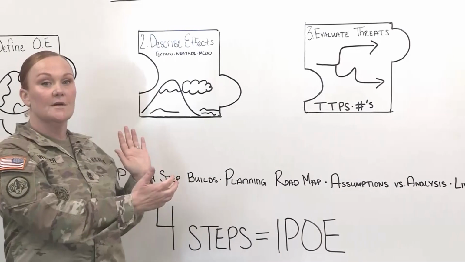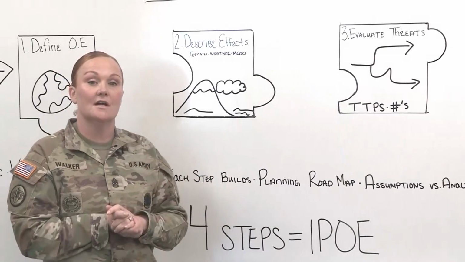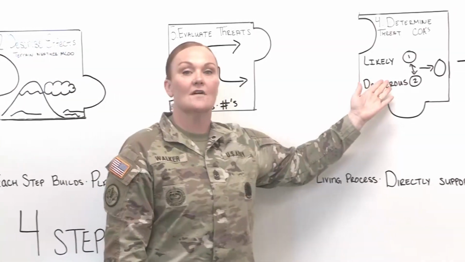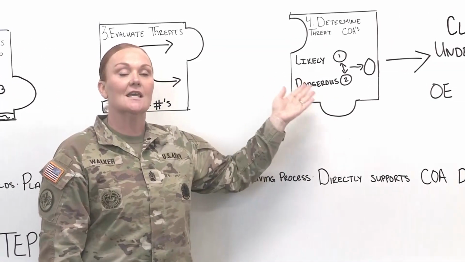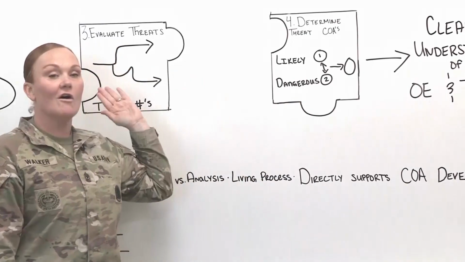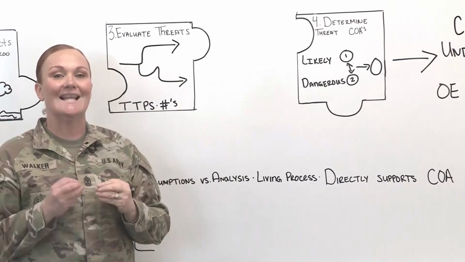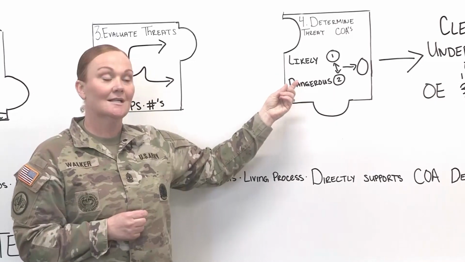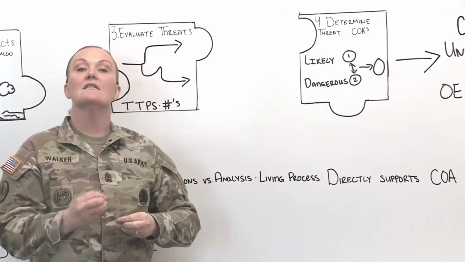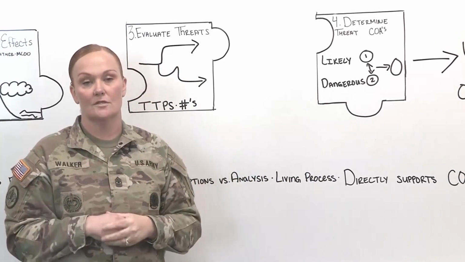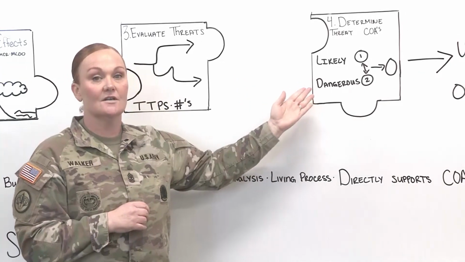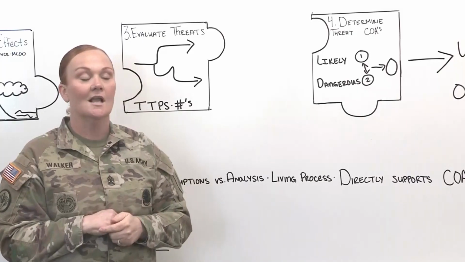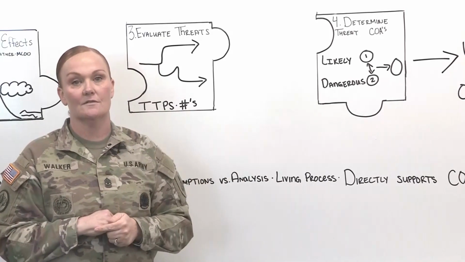And now when you put all these puzzle pieces together, that comes to the very last step of IPOE: to determine threat courses of action. In this step, one of the key things that we're going to do is to take all this information and determine what is the most likely thing that the enemy is going to do, their most likely course of action. Secondly, we're going to look at what we think the enemy would do, their most dangerous course of action. We're going to pull all those things together, as well as all the puzzle pieces, to help us have a clear understanding of the OE and also to help us develop our courses of action.